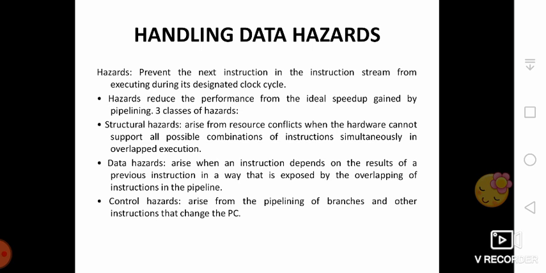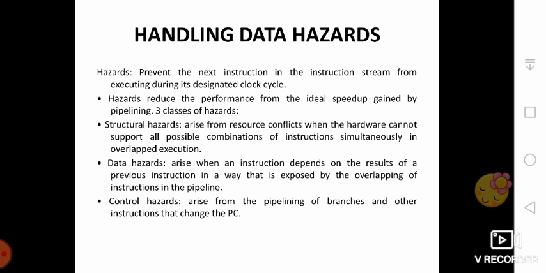Handling Data Hazards and Control Hazards. Hazards prevent the next instruction in the instruction stream from executing during its designated clock cycle. A hazard reduces the performance from the ideal speedup gained by pipelining. There are three classes of hazards: structural hazards, data hazards, and control hazards.